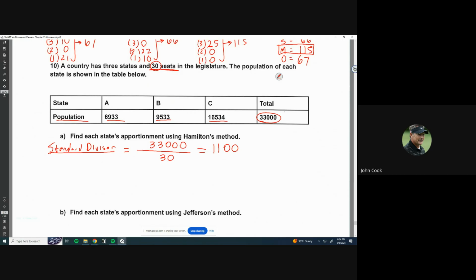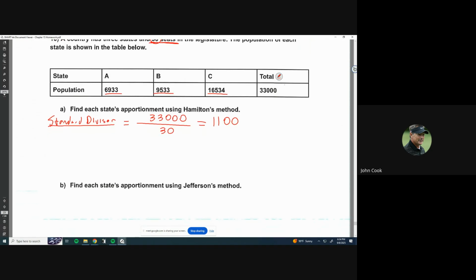Once you find the standard divisor, it's really easy to use Hamilton's method. All you have to do is divide that number, 1,100, into each of these numbers over here. And that'll tell you your quota for each of them. Then we're going to have to modify it by rounding down and go from there.